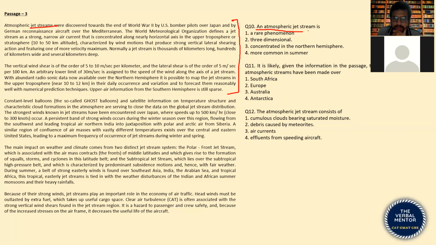An atmospheric jet stream is what? Let's see what it is. It's a rare phenomenon. Okay.